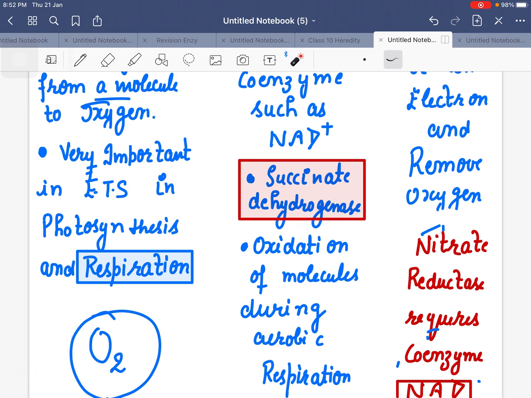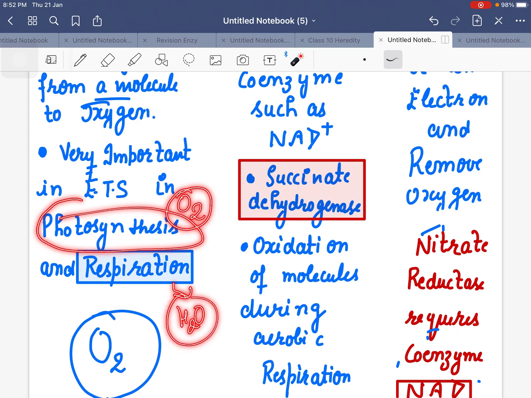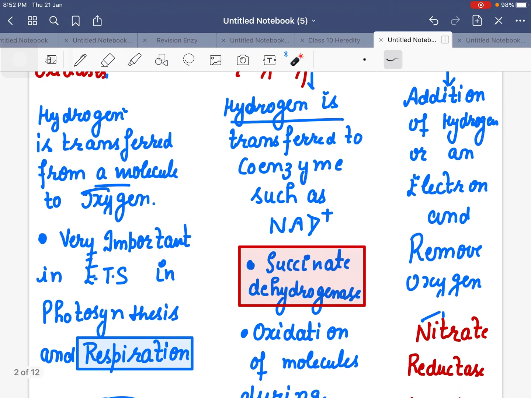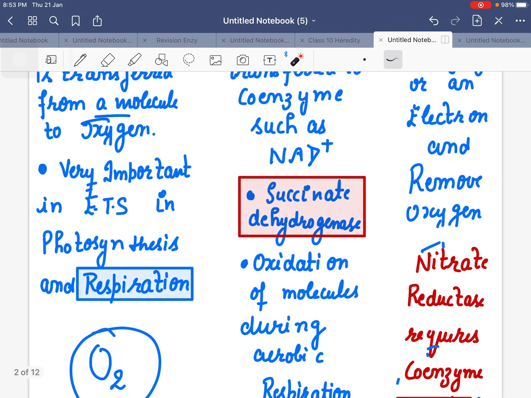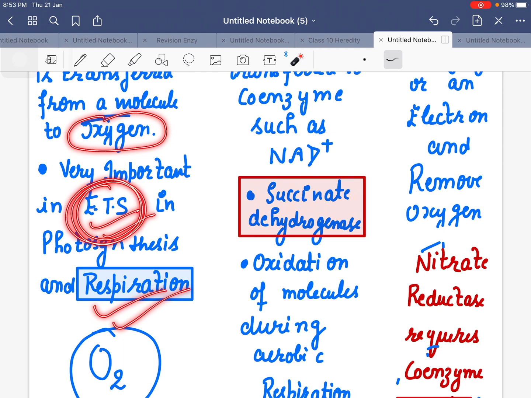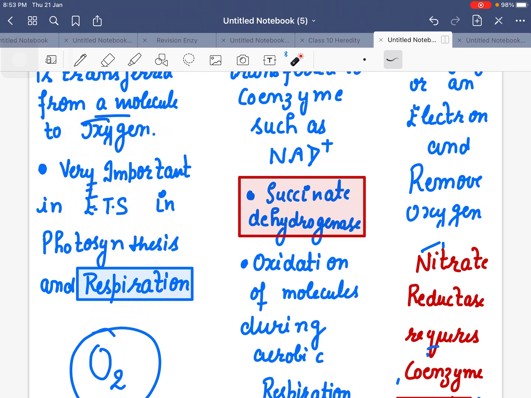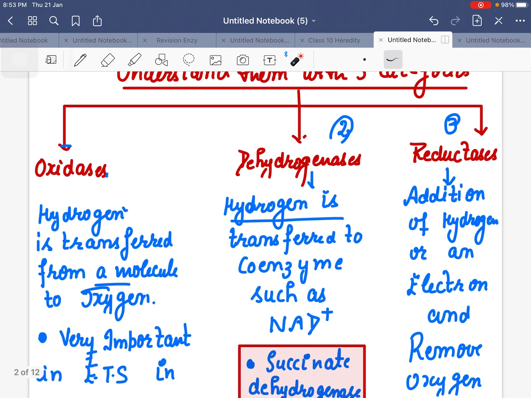These oxidases play a role in photosynthesis, because we know that oxygen is produced there. In respiration, water is released. So hydrogen shifting is very important, which is catalyzed by oxidases. Examples: as soon as you hear oxygen, think photosynthesis and respiration. It is a very important enzyme which plays a role in the ETS, in photosynthesis and respiration.